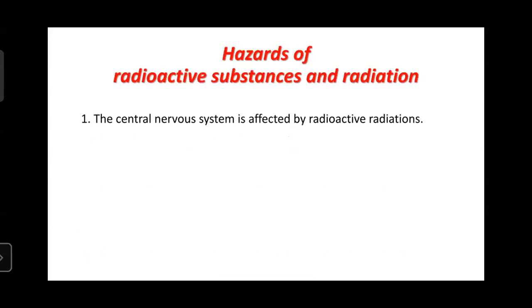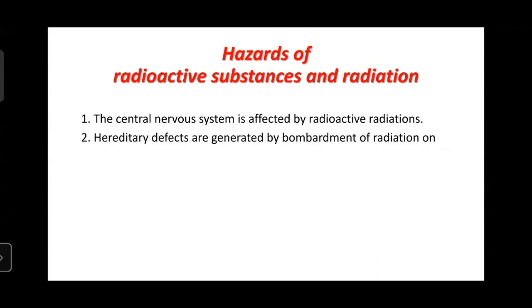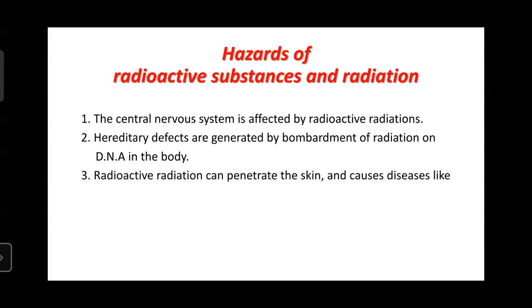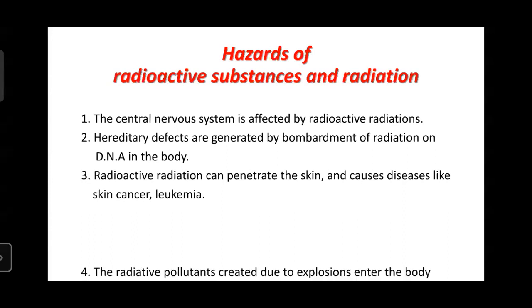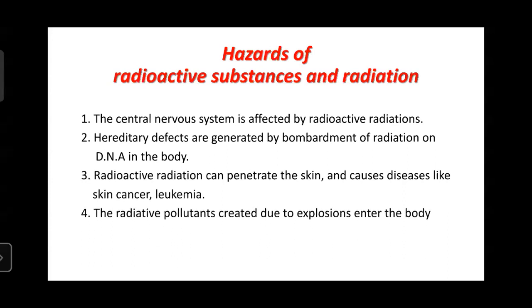Next, what are the hazards of radioactive substances and radiation? What are the drawbacks? The central nervous system is first affected by radioactive radiations. Hereditary defects are generated by bombardment of radiation on DNA in the body. Radioactive radiation can penetrate the skin and cause diseases like skin cancer and leukemia. The radioactive pollutants created due to explosions enter the body through air, and it is difficult to control them.